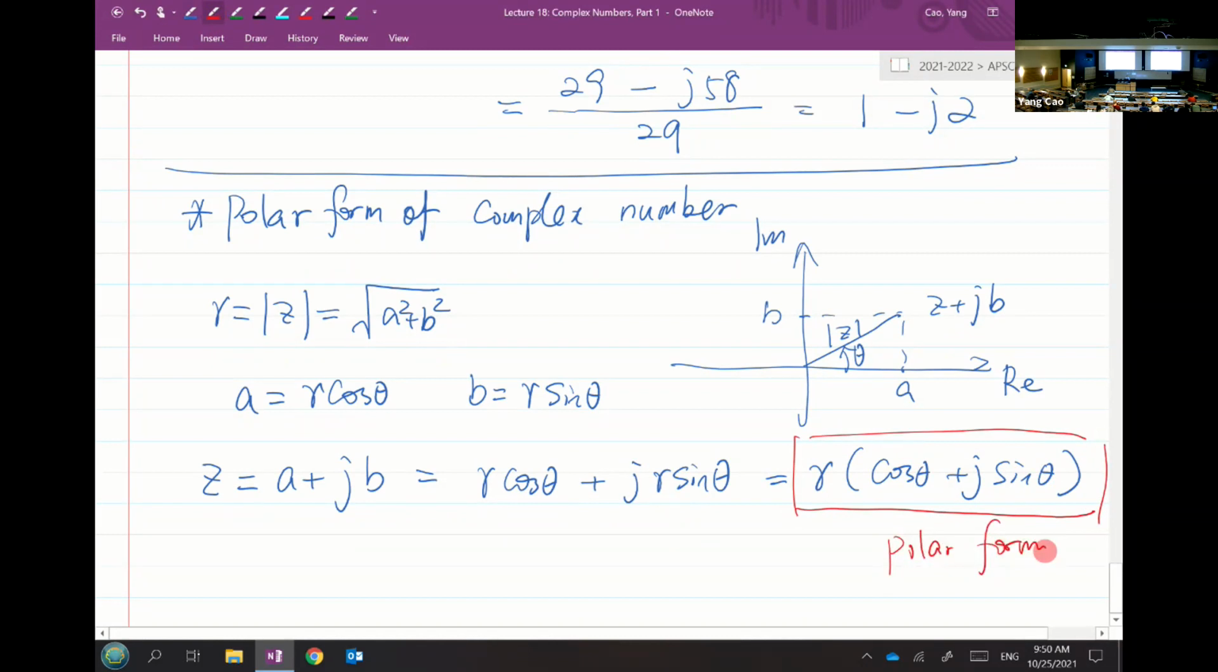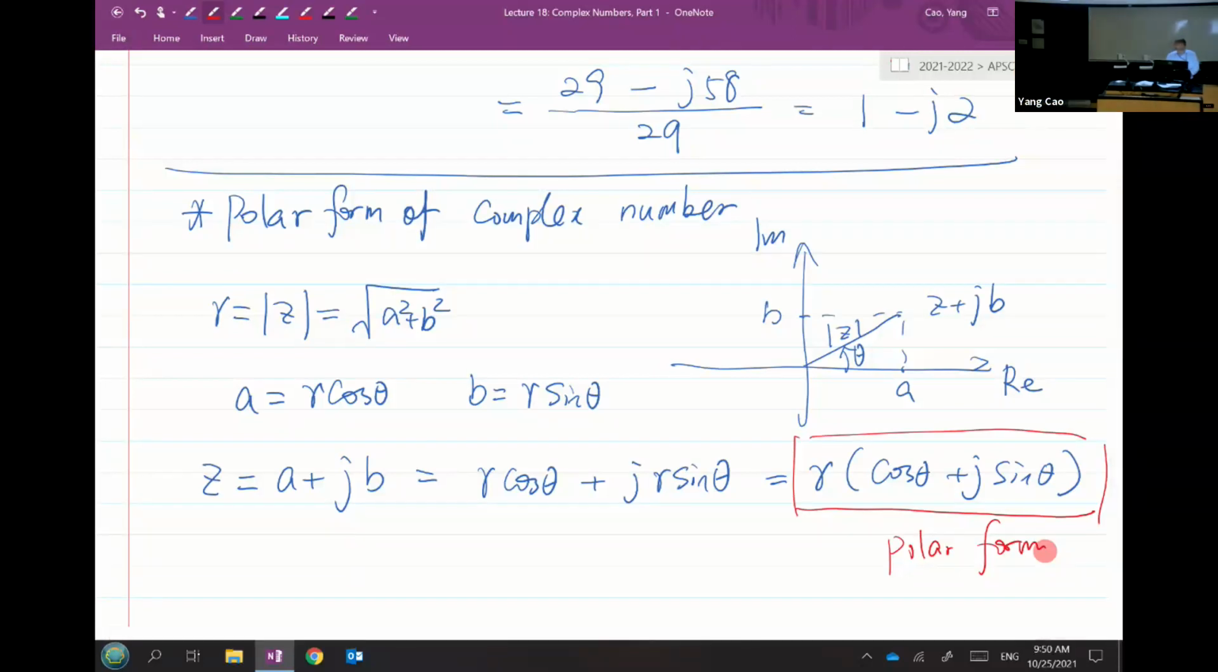This is very, very useful, as a lot of the time when you calculate the multiplication or division of two complex numbers, it's actually easier to transform them into the polar format first, and then do the rest of the calculation. It's easier than the raw direct calculation. We'll take a look at one important formula called Euler's formula, based on this polar form of the complex number, in the next lecture. Any questions? Feel free to come over.